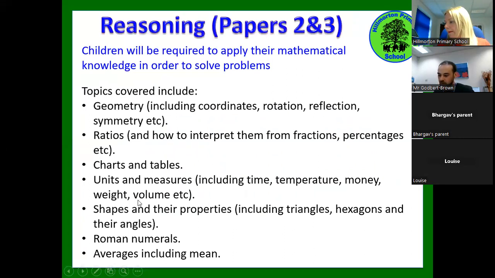All right, and then the next 2 papers, the reasoning papers 2 and 3, have more context to the questions, and they include different topics such as geometry, ratios, there's charts and tables that they'll need to decipher, units and measures, shapes and their properties, Roman numerals, averages, all these different things. There are still some calculations, and you'll have word problems that they'll have to unpick those questions from, but that's what sort of makes the reasoning papers different to paper 1.